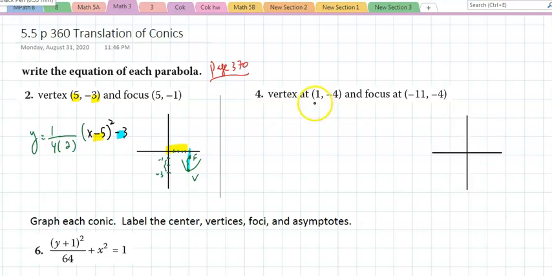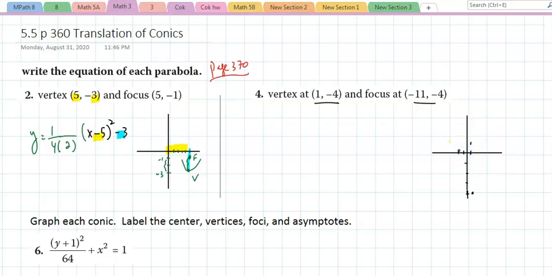Extremely important. We have a vertex at 1, negative 4, and a focus at negative 11, 1, oh boy, negative 11. Okay, that's long. Let me rescale that really quick. So again, the graph is nowhere part of this, otherwise I'll be a lot more picky. So let's say this is 1, negative 4. Got it.